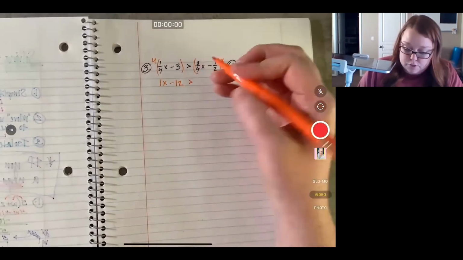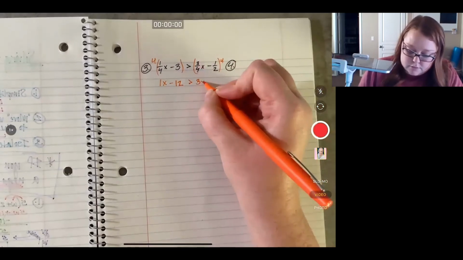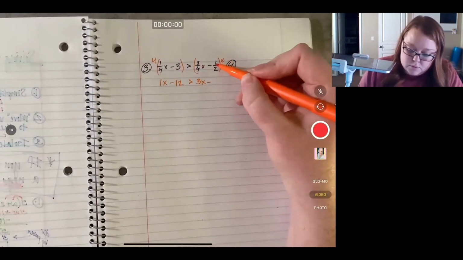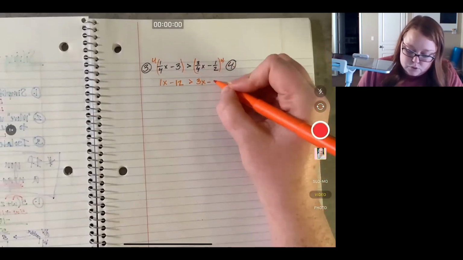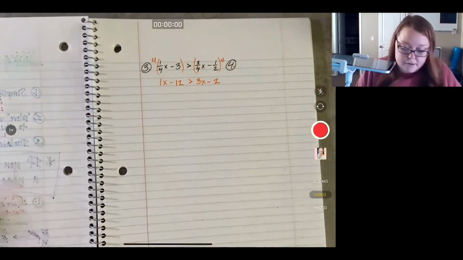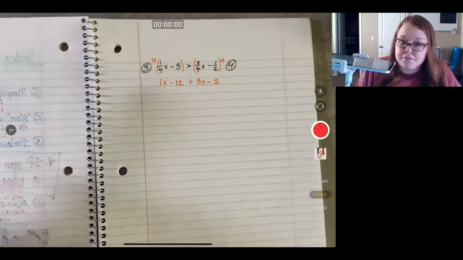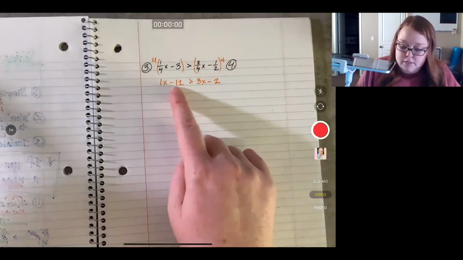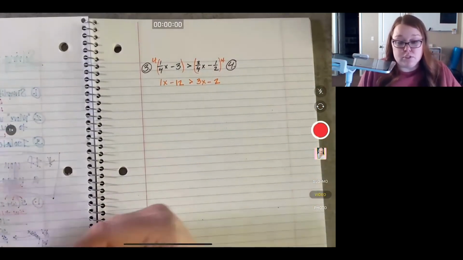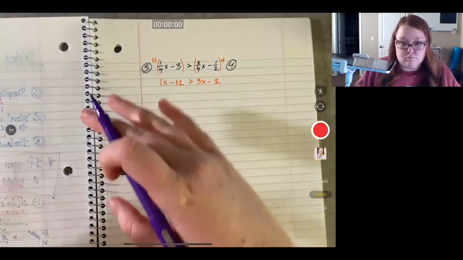4 times 3 is 12. 12 divided by 4 is 3, so that's 3x. Drop down your minus sign. 4 times 1 is 4. 4 divided by 2 is 2. So looky there, we just canceled out all your fractions. Now you check. Are both sides simplified? Yes. Now we can go to the second step, which is moving stuff.